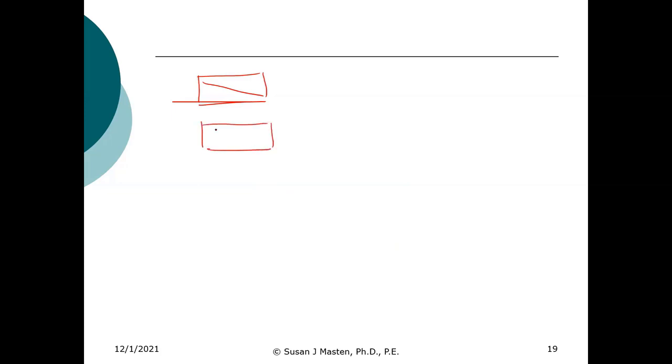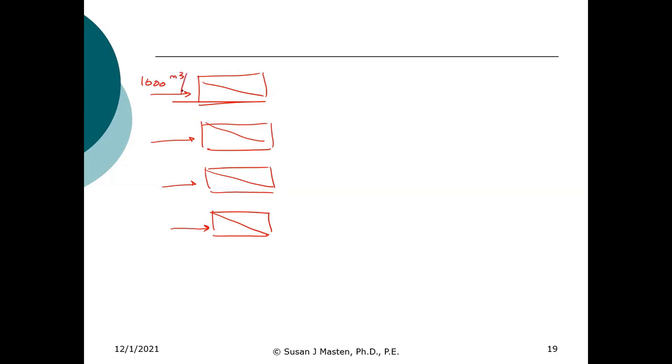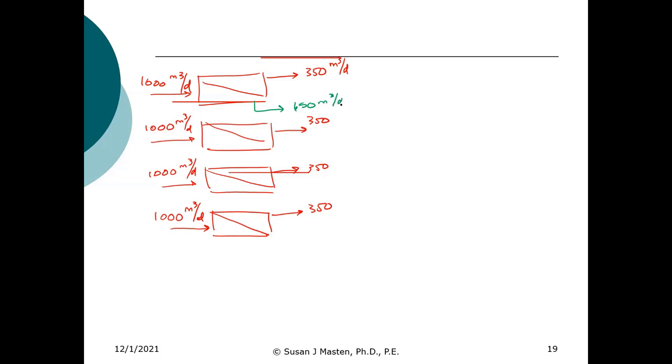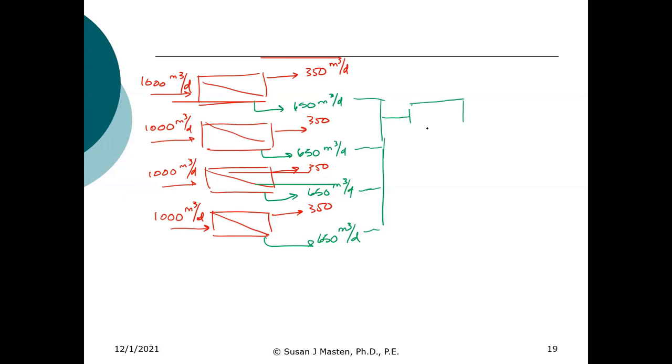If I instead have four membranes here, each of these membranes is treating 1,000 cubic meters per day. Each of them produces 350 cubic meters per day. So the reject stream from each of these is 650. Now, if I combine all of this flow to one, and now I treat it with 3 units, okay, still a membrane.